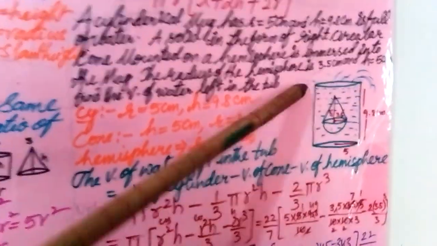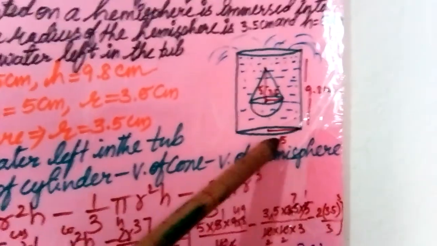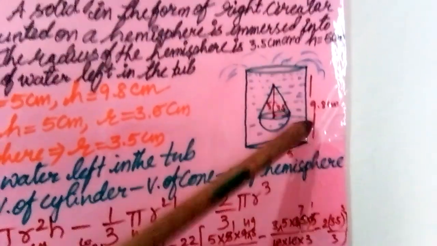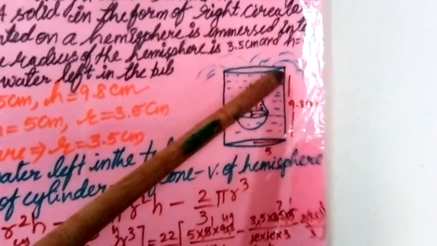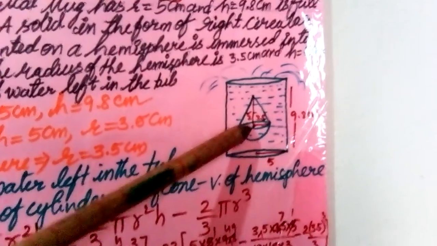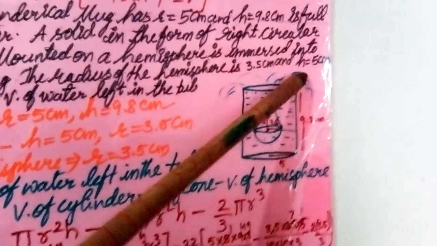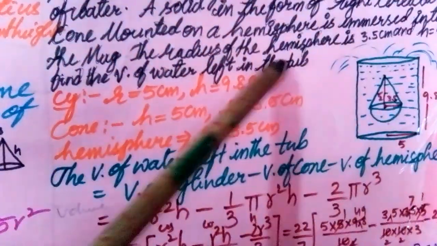Now first draw the diagram to understand the solution. A cylindrical mug has a 5 centimeter radius and a height of 9.8 centimeters, full of water. As you know, when you drop a solid in the water, some water will flow outside. Okay, now the question is, find the volume of water left in the tub.